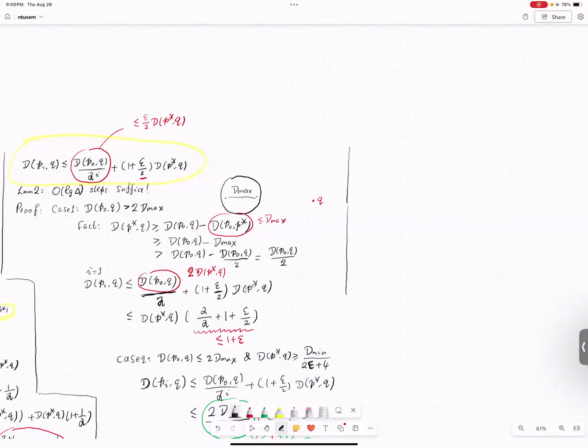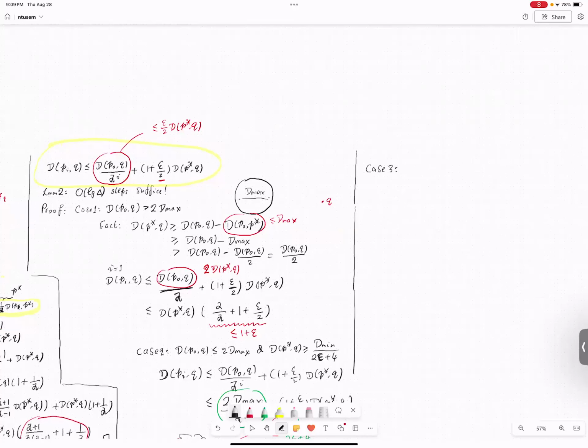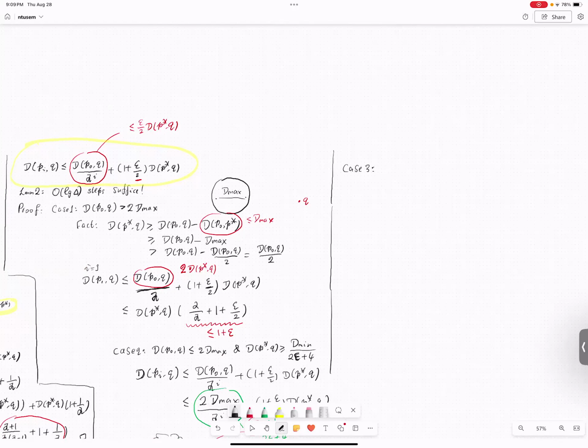So case 3 basically picks up where we left off in case 2. We still have this condition, but the remaining piece of the logic we have not accounted for is this. This P star Q is something quite small. It is less than d min over 2 epsilon plus 4. By the way, as a corollary, this means less than d min over 4.